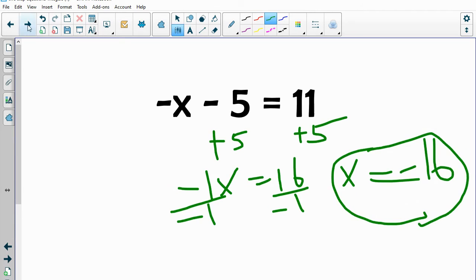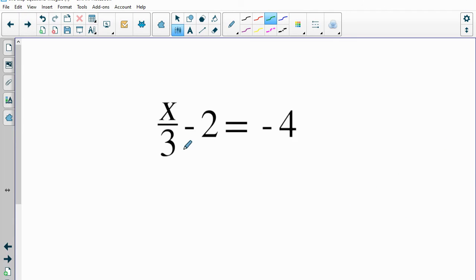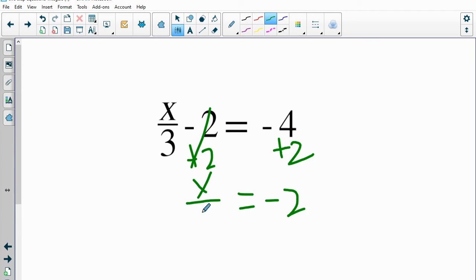Okay, the next one. Here we have subtraction and a division. So in order to undo the subtraction, we're going to add that 2 to both sides, thus eliminating it from this side. Negative 4 plus 2 is negative 2. And on the left side, we're left with x over 3. Like that. And now we multiply both sides by 3. Multiplied by 3, so we end up with x equals negative 6.